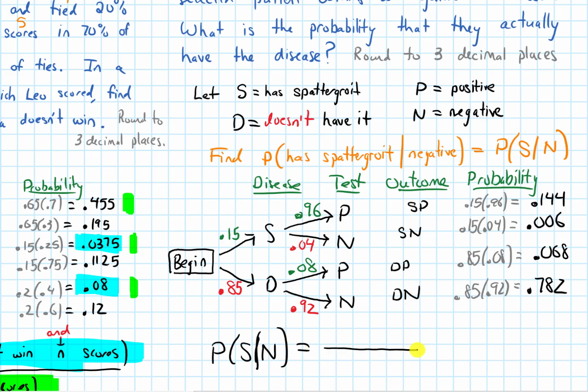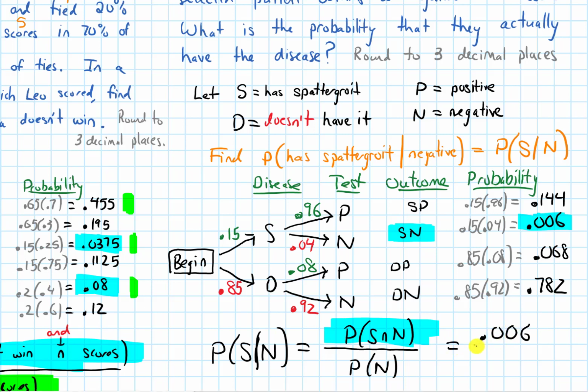So using our formula for conditional probability, it's the probability of S intersected with N on top, the probability of N on the bottom. Okay, so let's find the probability of the intersection of S and N first. So here's the outcome where S and N occur. Here's the probability. So we are going to write that on the numerator, 0.006.